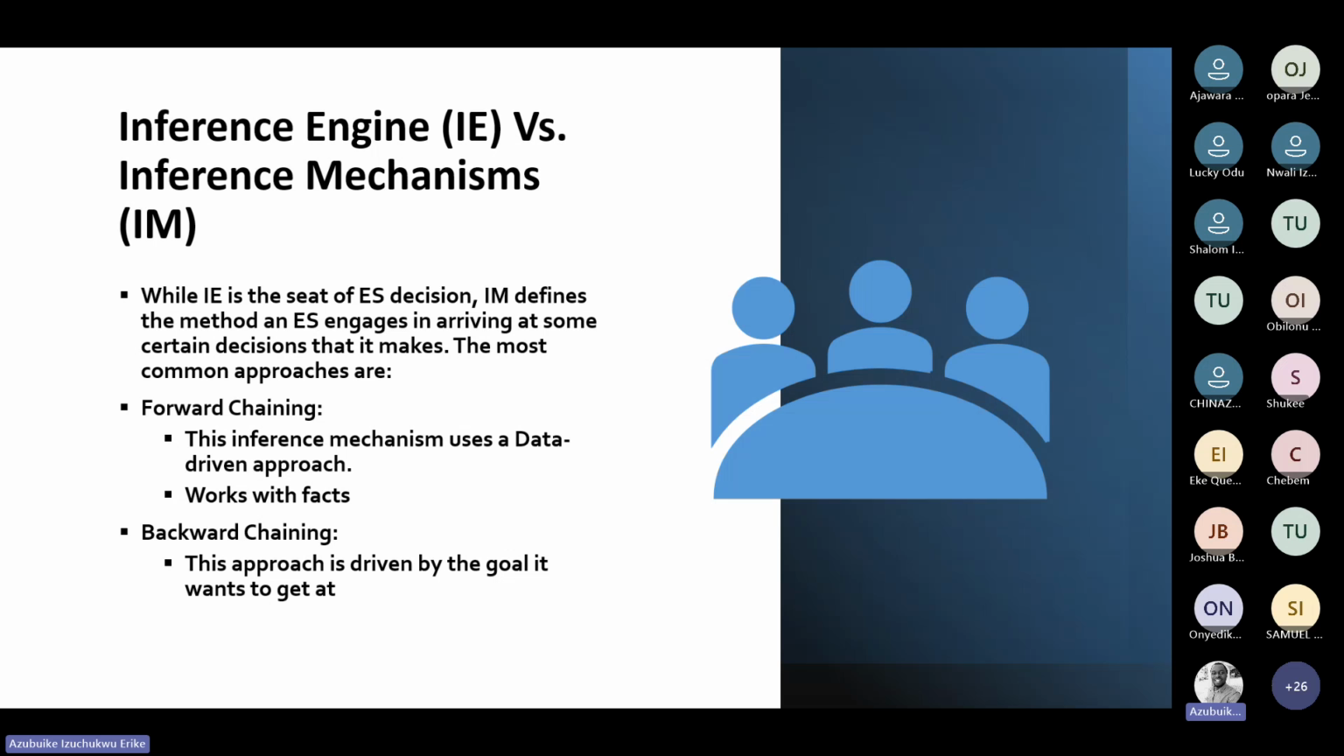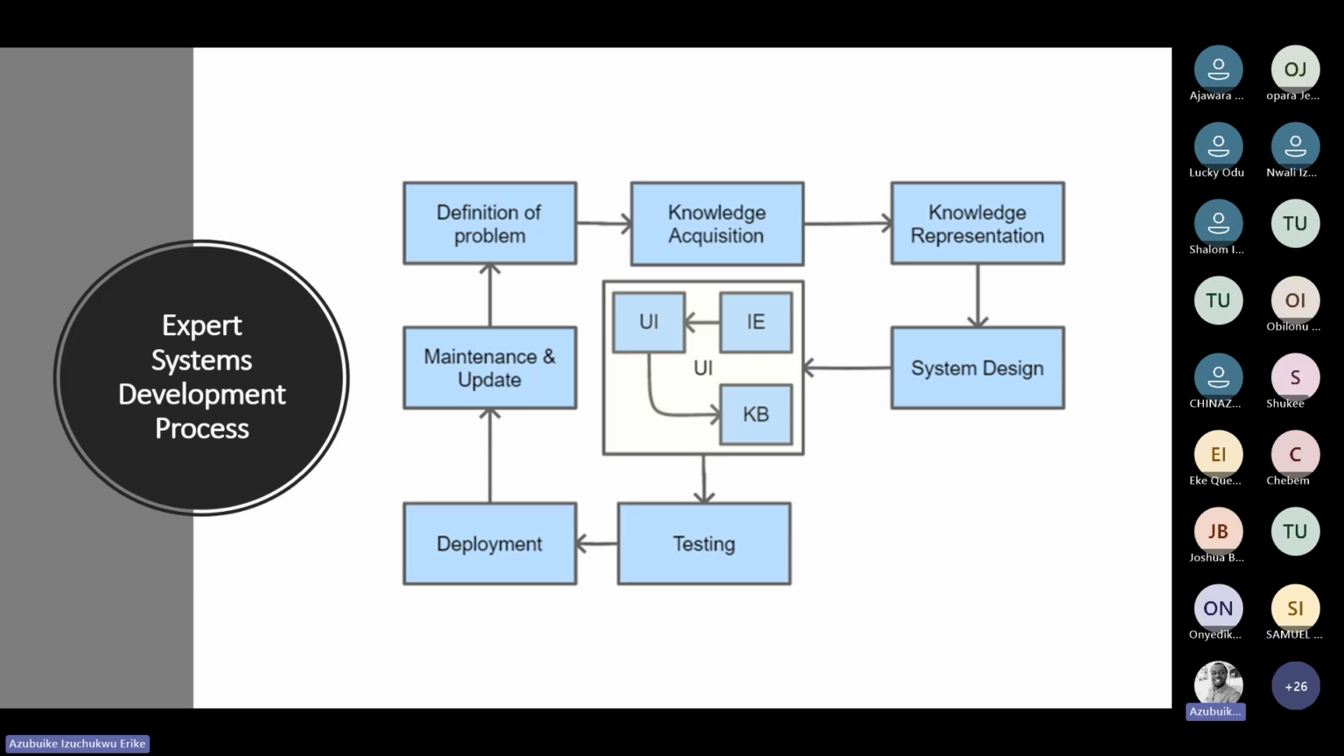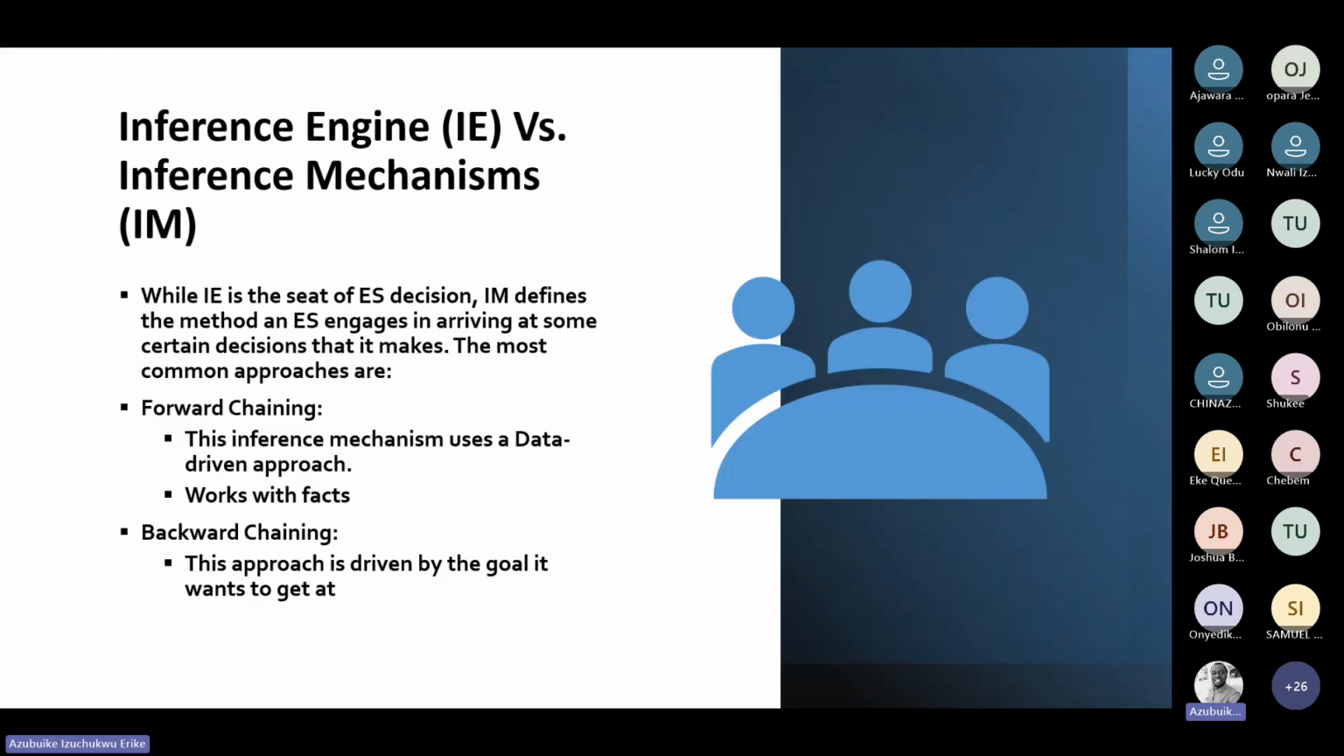Okay, we have the inference engine. If we go back to this particular slide, we have talked about knowledge acquisition, and then we have talked about knowledge representation, right? So the next thing we're going to be looking at is the system design. And inside of the system design, the very first thing we are looking at is the IE, which is the inference engine, all right? So let's go further to it.